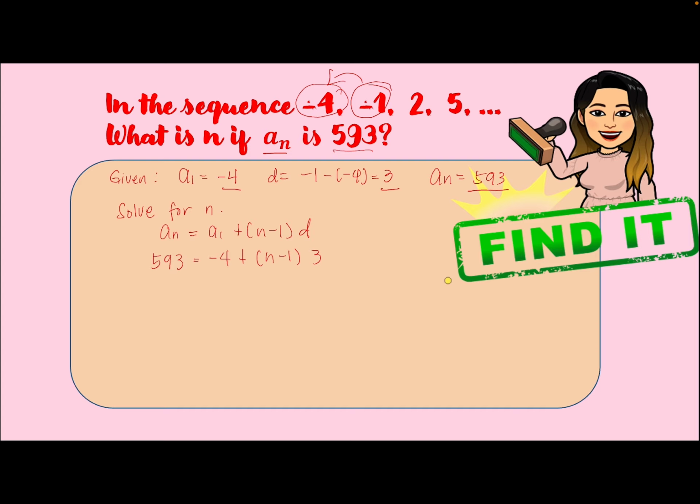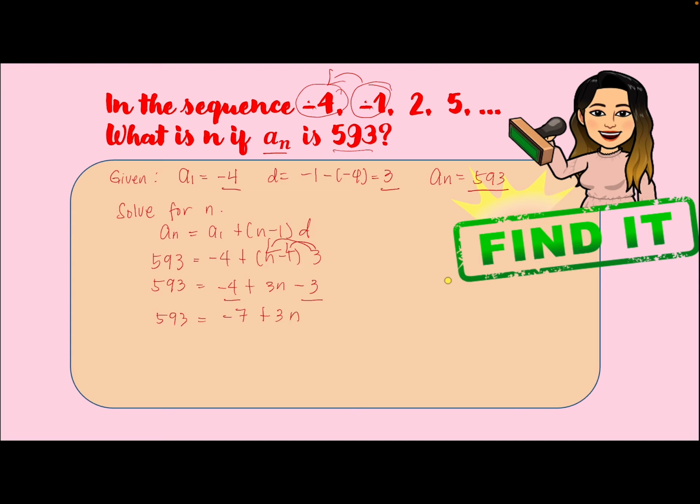Okay? And then, apply the distributive property. So we will write 593 equals -4 plus 3 times n, 3n, and -1 times 3, we have -3. And then, combine like terms, so this one and this one. So we have 593 is equal to -4 plus -3, we got -7, plus 3n.